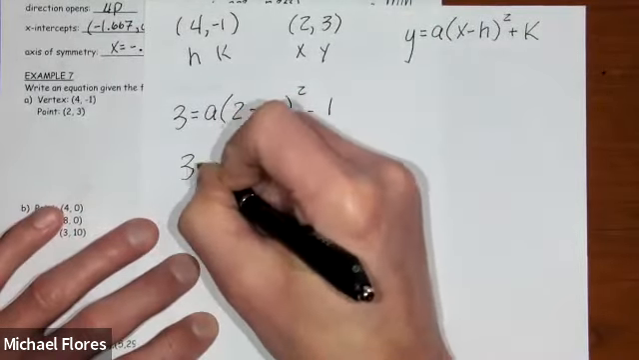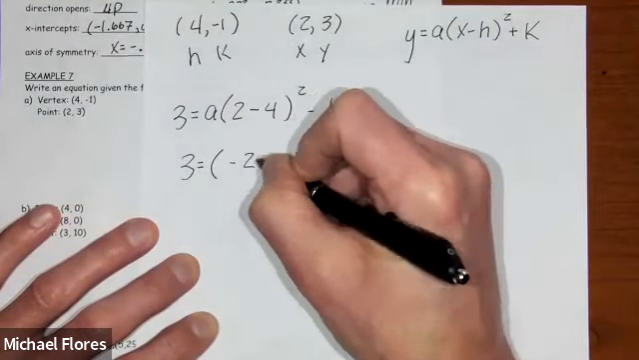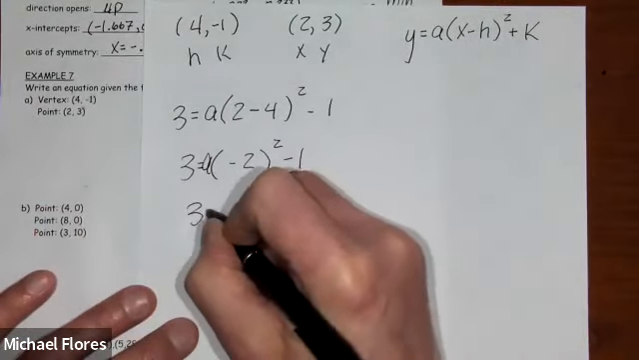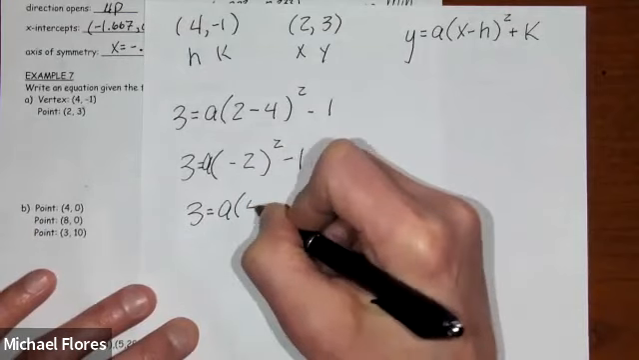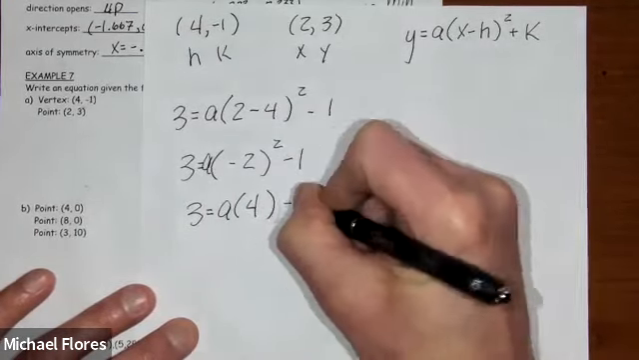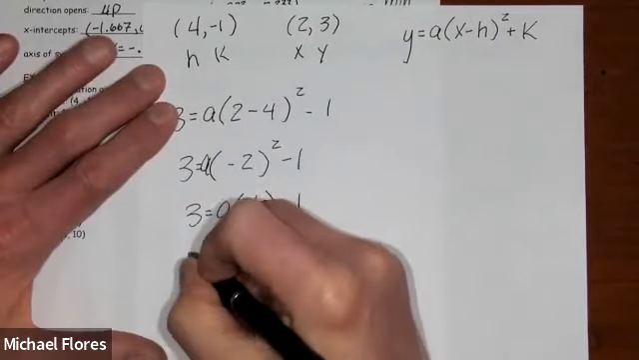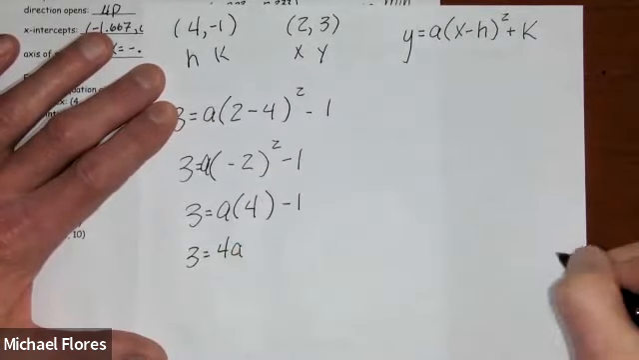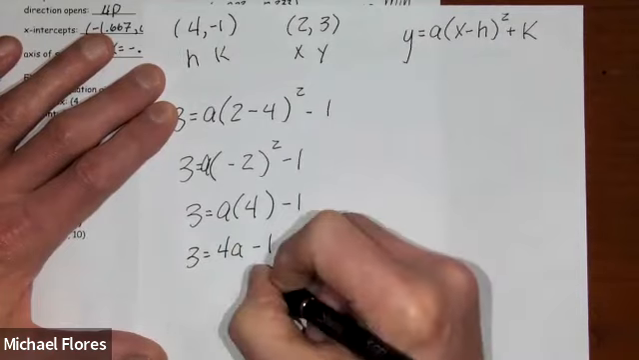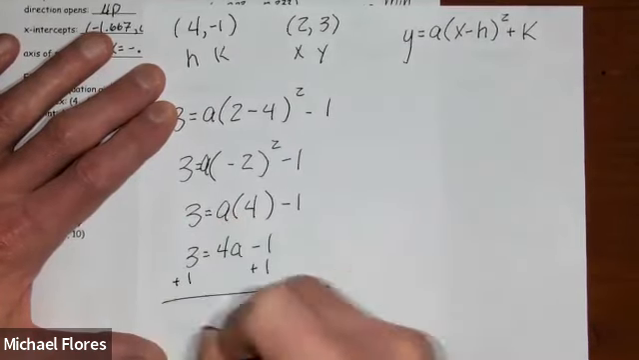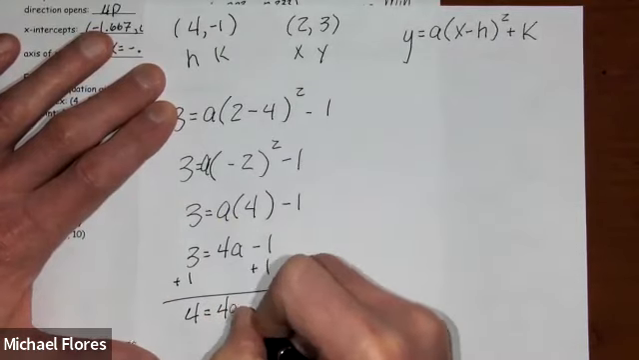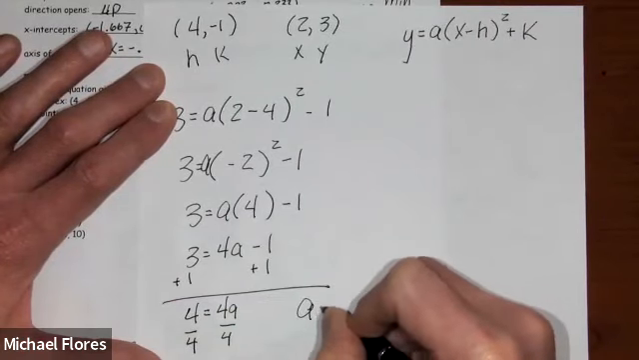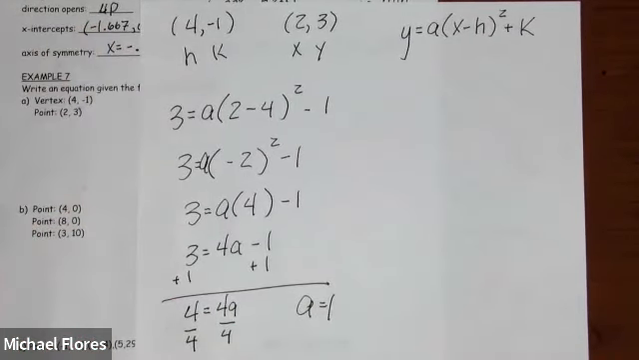Now let's start solving. Parentheses first. Oops, I forgot my A value. Now let's take care of the exponent. -2 in parentheses squared is +4. Now watch this. This is A times 4, or 4A minus 1. Now add 1 to both sides. And now we can divide both sides by 4. So A equals 1. We kind of did a lot of work for nothing.